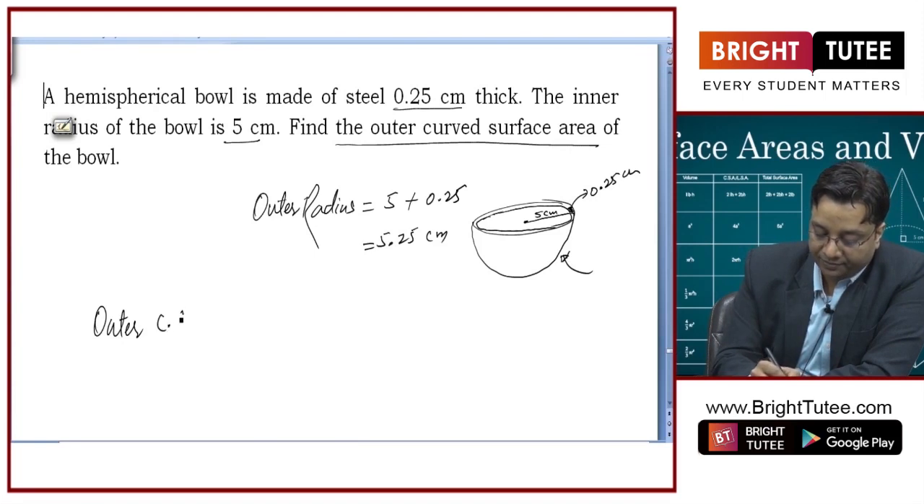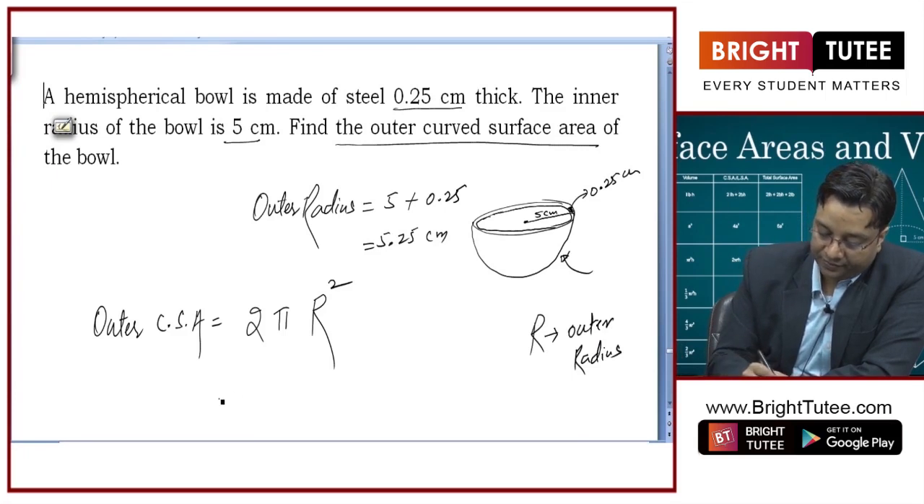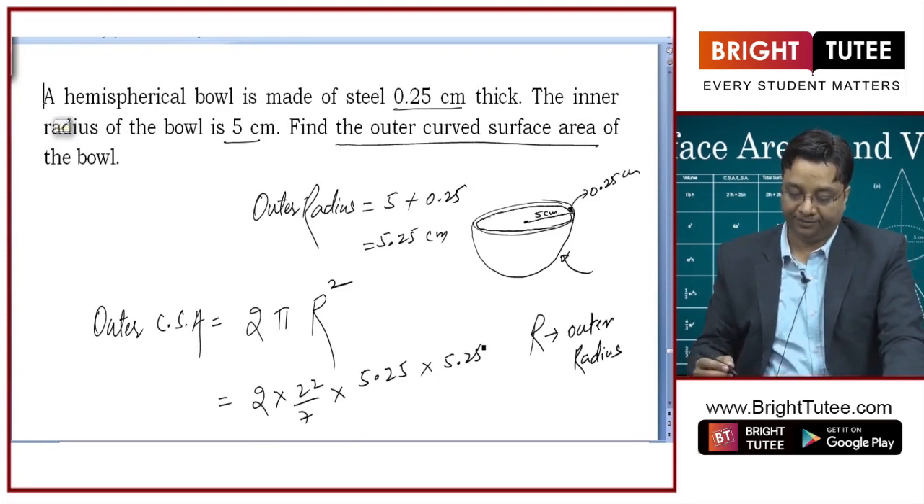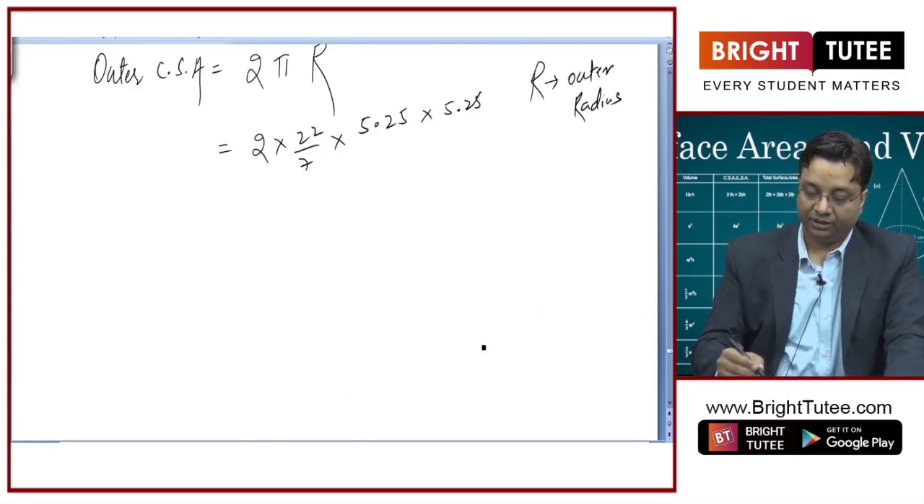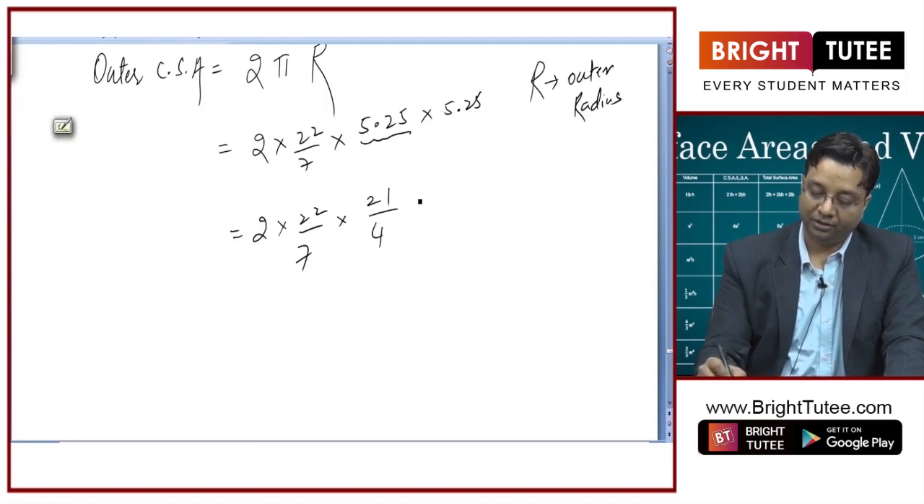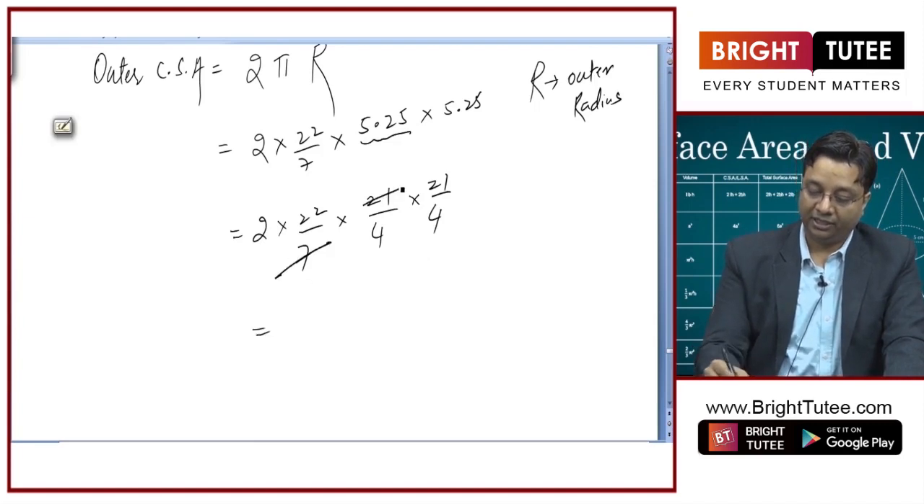So outer curved surface area is 2 pi outer radius square, where r is outer radius. So 2 pi if I take as 22 by 7, r square means 5.25 into 5.25. Okay. So this is 2 into 22 by 7. 5.25 is nothing but 21 by 4. So let me write it like this for the sake of simplicity. Now I can cancel it like this.